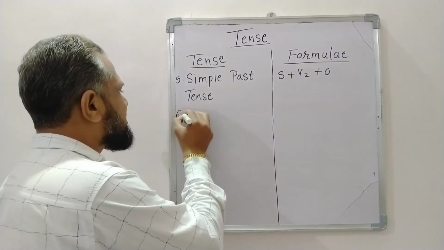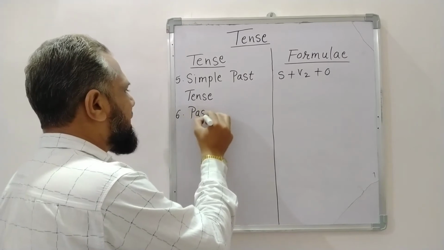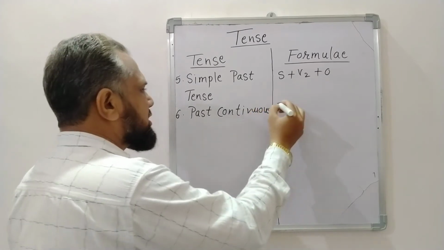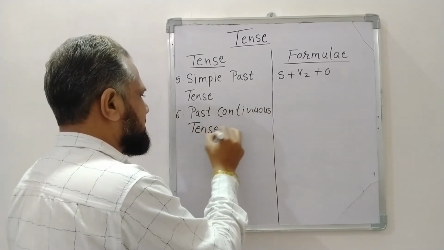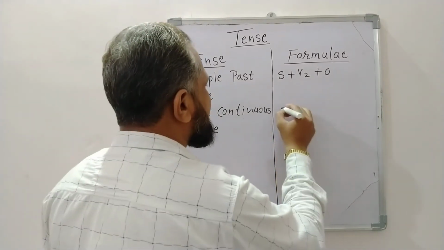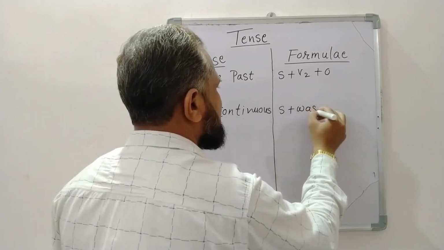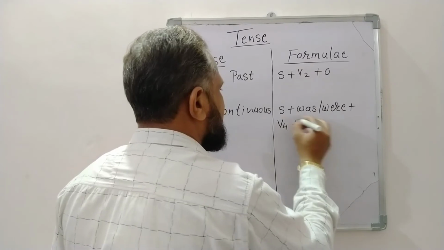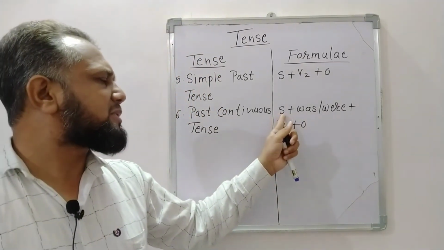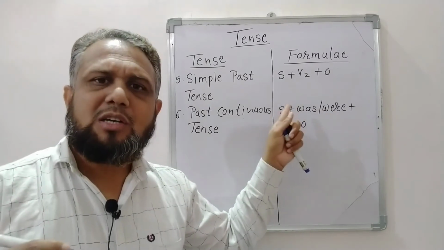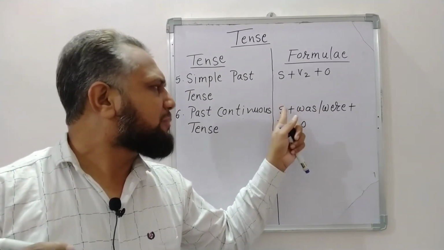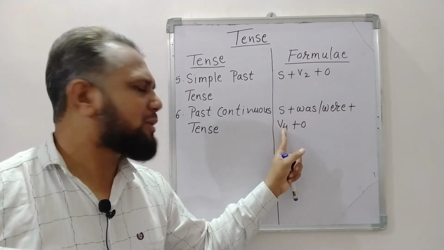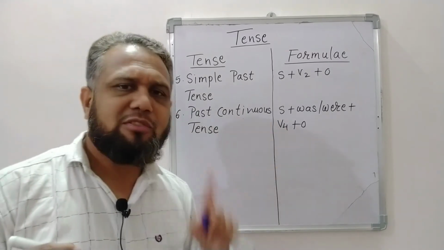Then the sixth one is past continuous tense, and the formula of past continuous tense is subject plus was or were plus V4 plus object. Means according to subject we have to use was or were. If the subject is singular we will use was, and if the subject is plural then we have to use were. Thereafter the fourth form of verb, because it is continuous action, and in the last we have to use object.